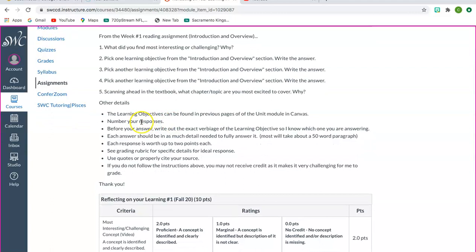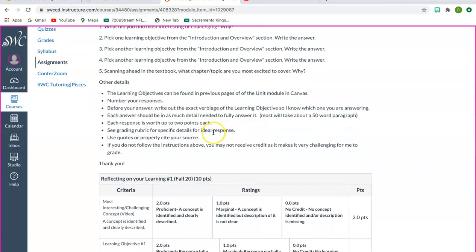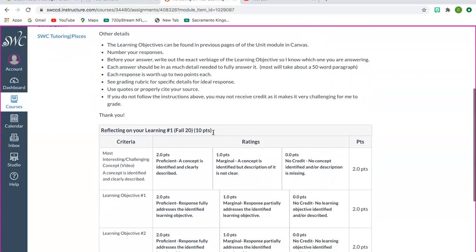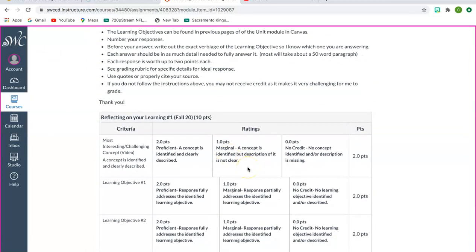You should please number your response. Write out the exact verbiage of the learning objective so I know which one you are answering. And you should be able to answer these in about a 50-word paragraph. Each is worth 2 points, and I give you this grading rubric to give you an idea of how I score this. I try to be as clear and transparent with regard to how we allocate points, and this grading rubric should be used by you to make any changes or improvements so that you can earn those points.